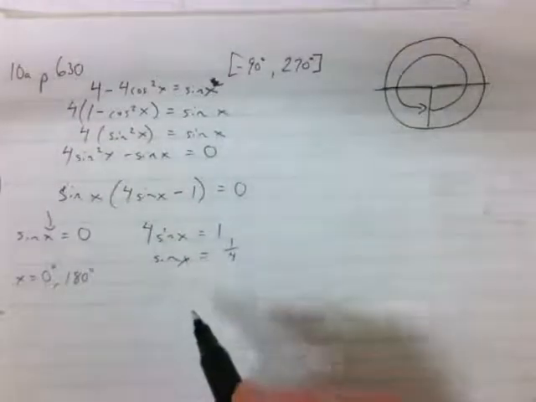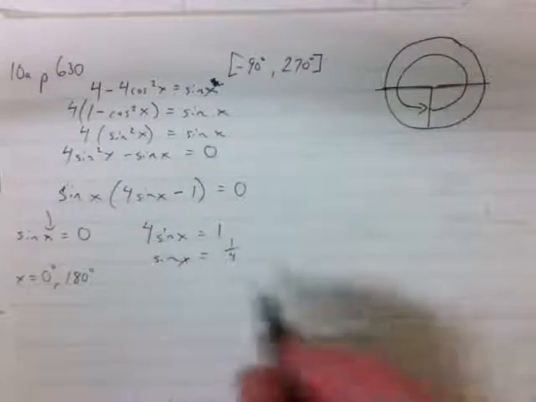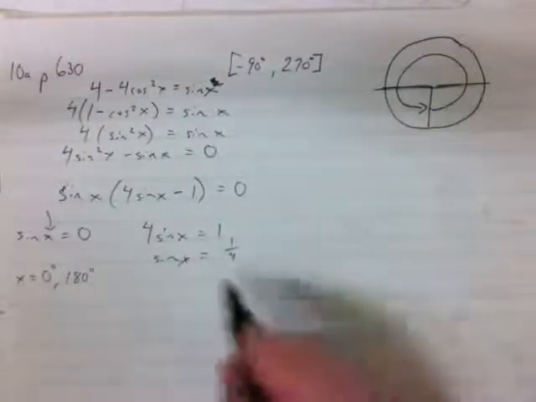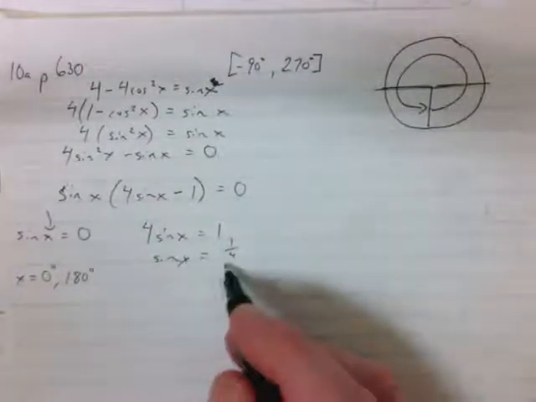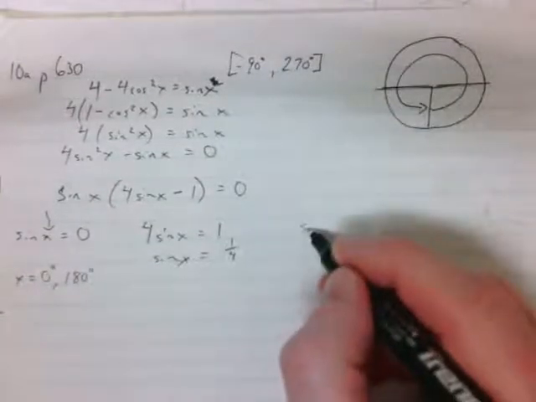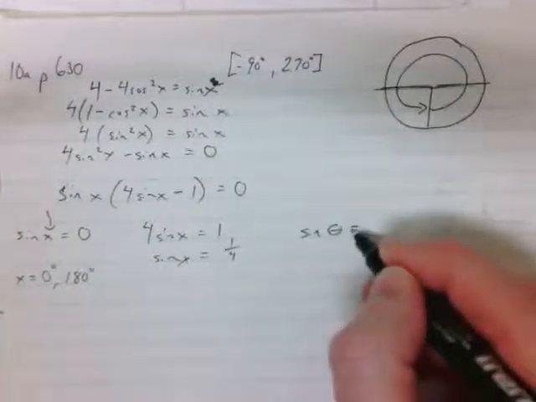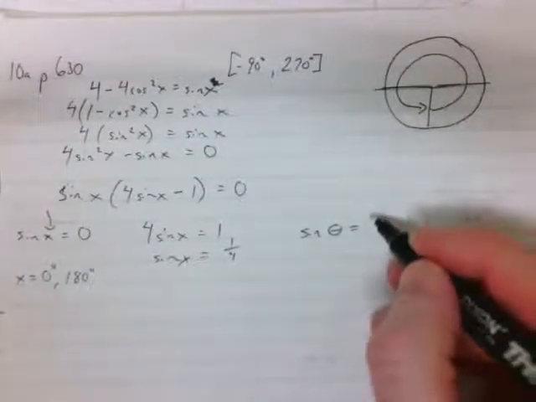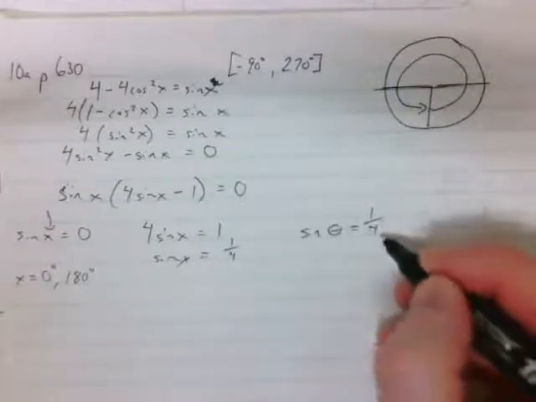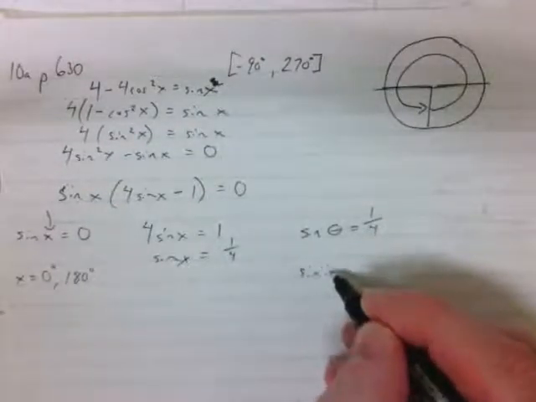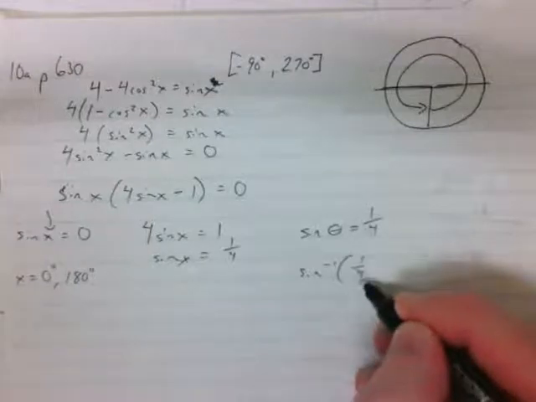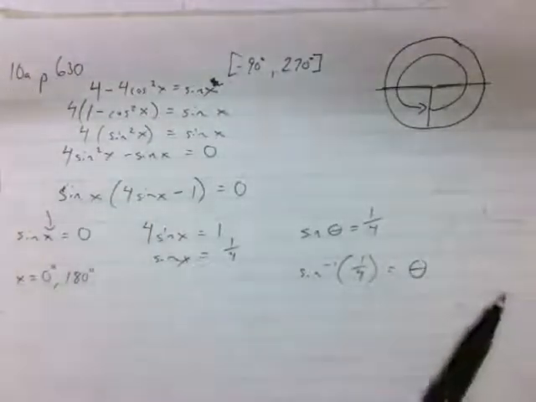Okay, where were we? 0, 180. Sine of x equals 1 over 4. Okay, so this is a little bit unfortunate. We need to solve for an angle here. So sine of x equals 1 over 4. That's basically sine of theta. This is kind of grade 8 or 9 trig: opposite over hypotenuse. So the inverse sine of 1 over 4 equals theta.